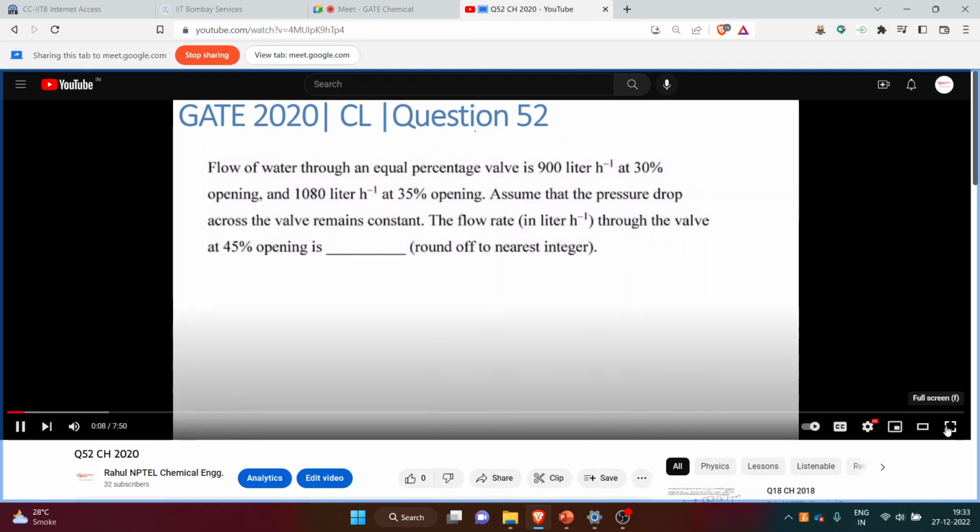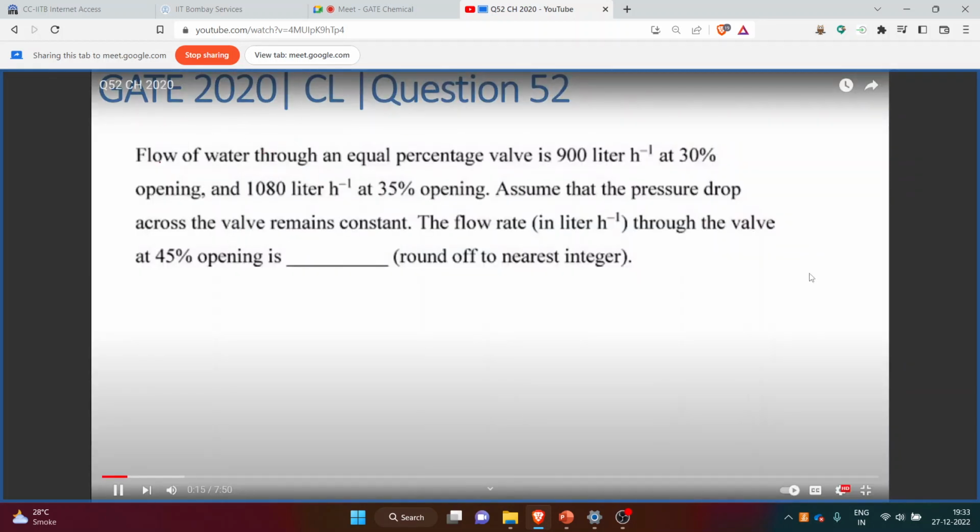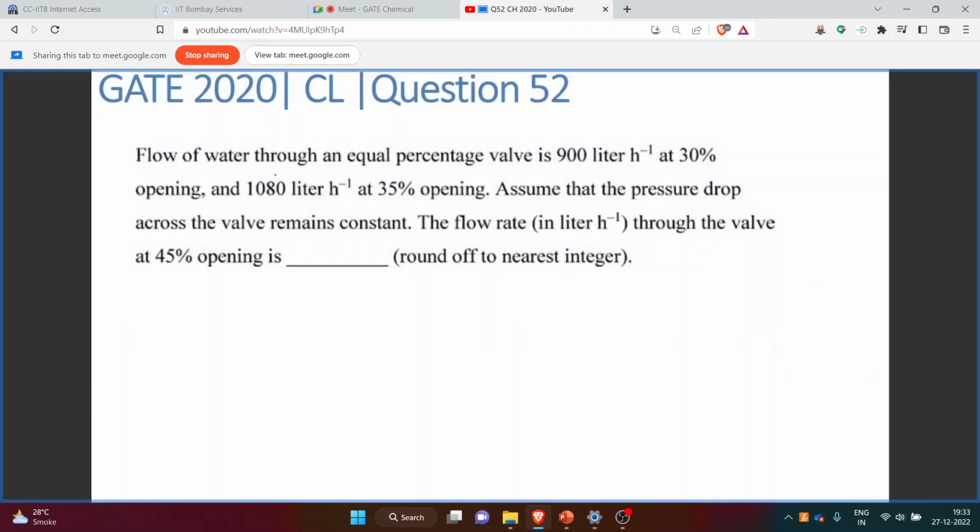Question number 52 of GATE 2020 chemical engineering paper, related to the subject of process control and instrumentation. The question is, flow of water through an equal percentage valve is 900 liter per hour at 30% opening and 1080 liter per hour at 35% opening. Assume that the pressure drop across the valve remains constant. The flow rate in liter per hour through the valve at 45% opening is dash.